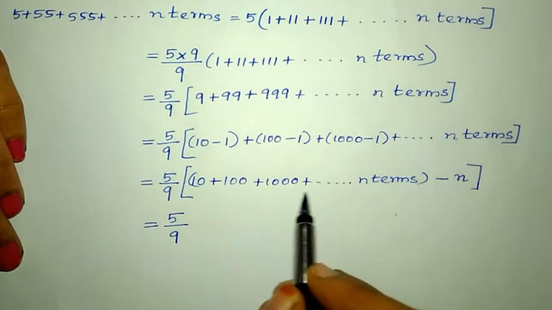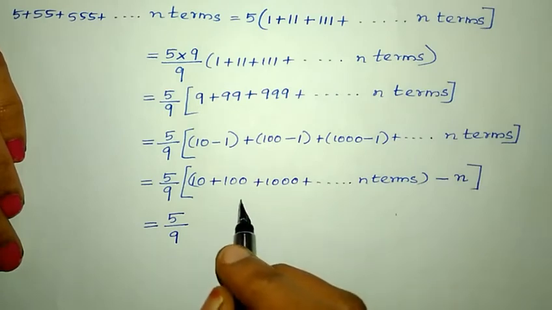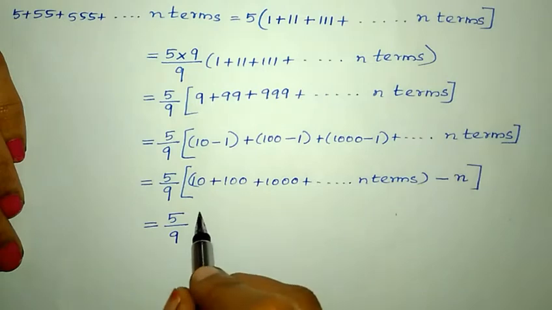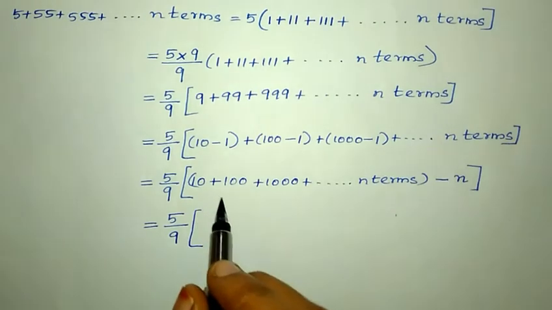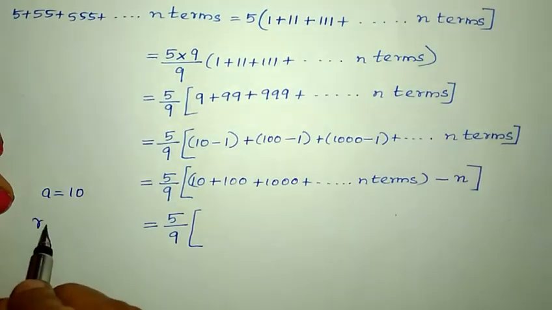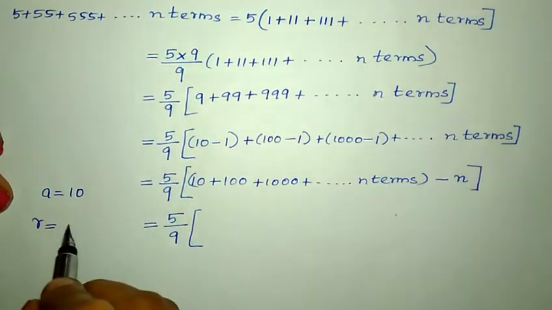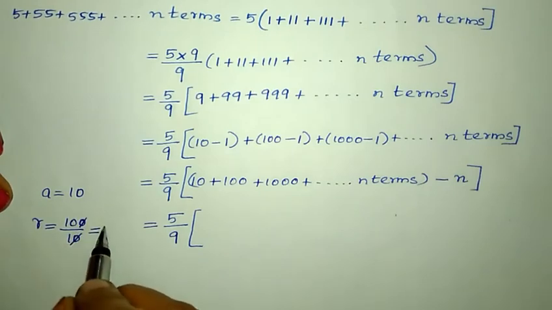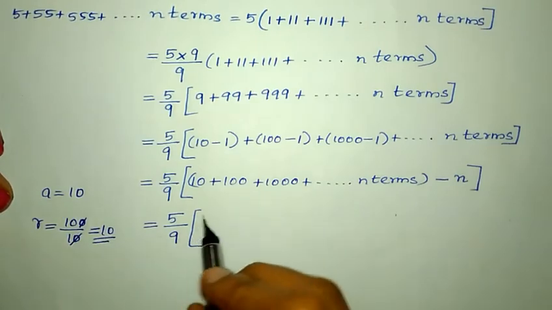This is in the form of GP. So we can use the formula Sn is equal to A into R power n minus 1 by R minus 1. Here what is A? A is 10. First term. What is R? R is T2 by T1, that is 100 by 10. 10. R is also 10.